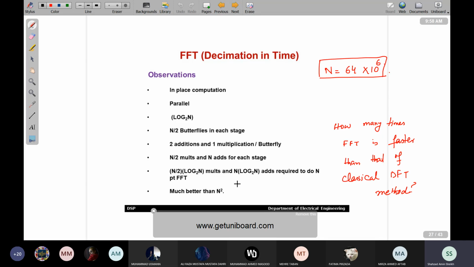और ये एडिशंस हो रही हैं। अगर आप बात करें टोटल नंबर ऑफ मल्टीप्लिकेशंस फॉर n पॉइंट DFT के लिए, हमें n स्क्वायर मल्टीप्लिकेशंस चाहिए थी और n-1 स्क्वायर एडिशंस चाहिए थी। यहाँ पे अगर आप देखें तो इट इज n/2 log to the base 2 n, which is much better than n square. Now questions please.